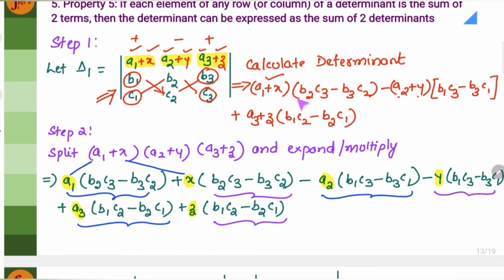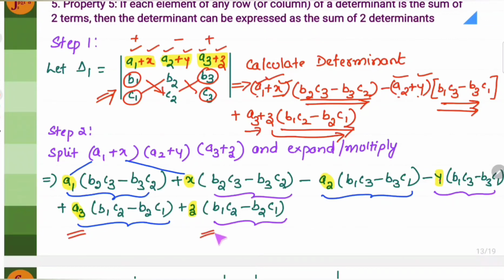So what you can do is expand it. How would you expand this? You will say a1 into this one plus x into this one, then a2 into this one plus y into this one, a3 into this whole thing plus z into this whole thing. So basically you split all of this like this: a1 into this whole expression plus x into the whole expression. Then you have minus a2 into this whole expression. Then you have minus and plus, which is minus y into this same expression. Similarly, you expand a3 plus z also.